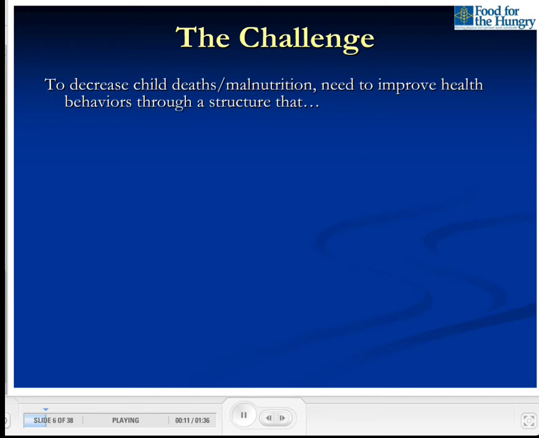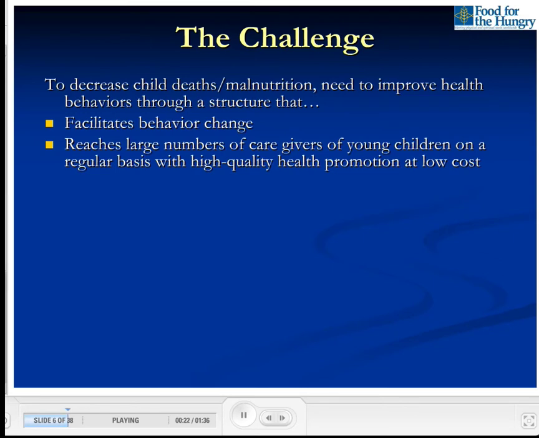And that is to decrease child deaths and malnutrition. We need to improve health behaviors through a structure that first facilitates behavior change. Behavior change in the household, we believe, is the key. Reaching large numbers of caregivers of young children on a regular basis with high-quality health promotion at low cost.